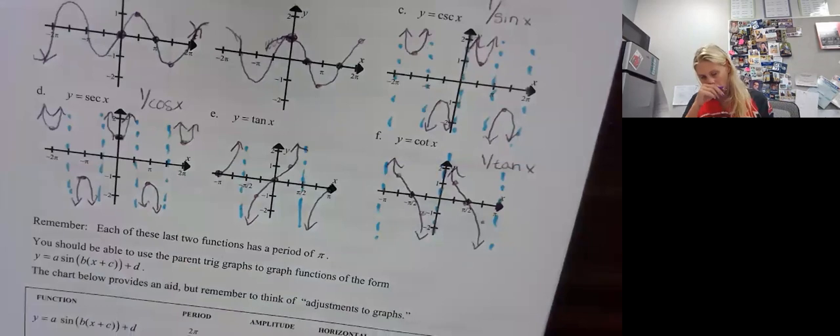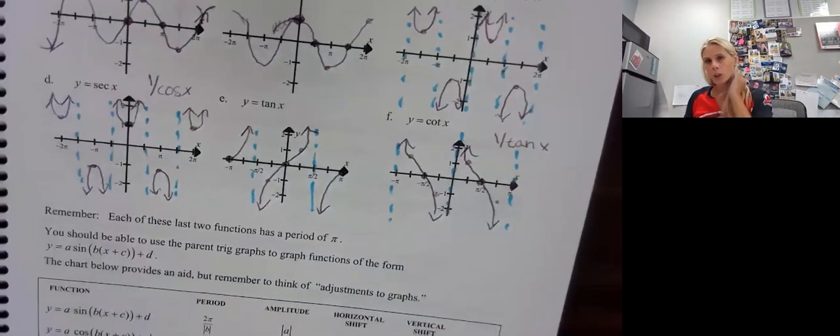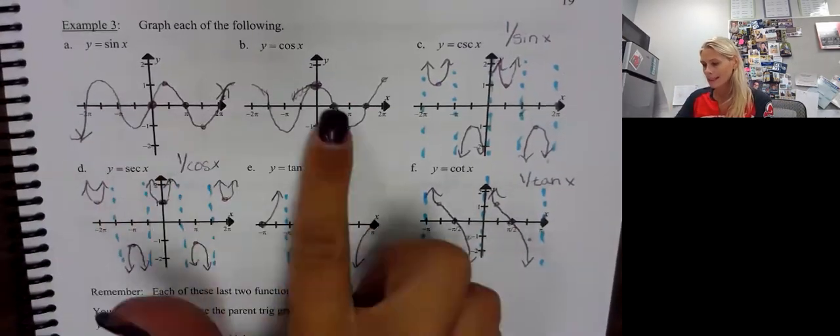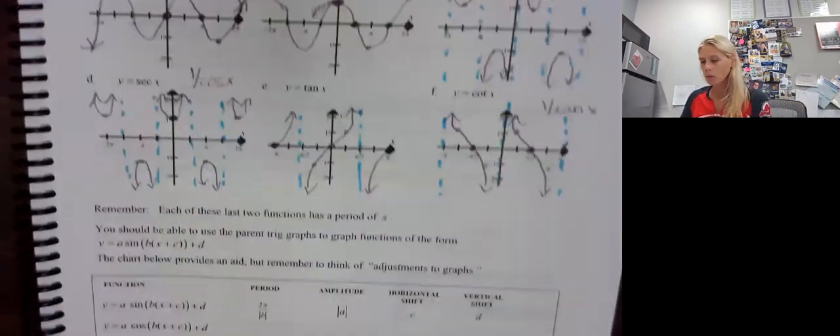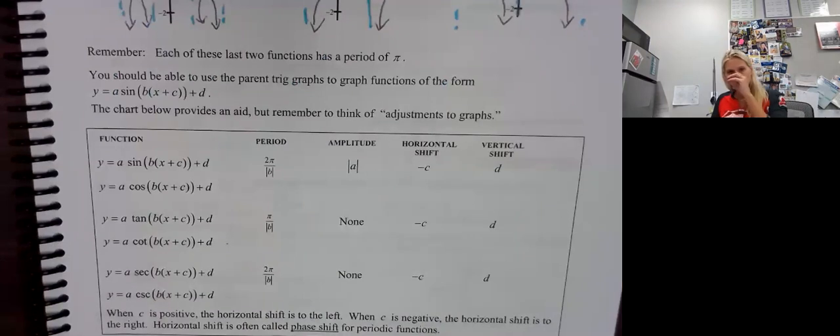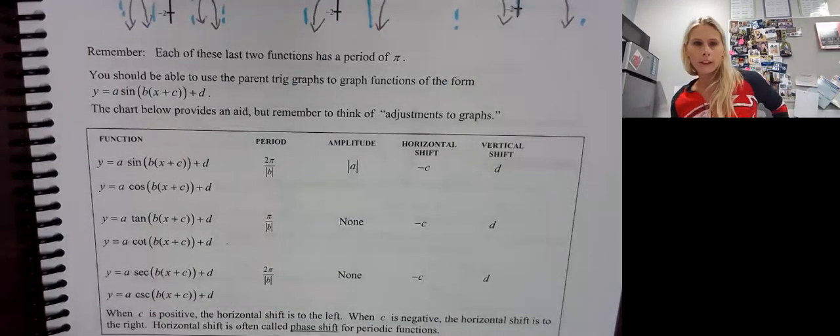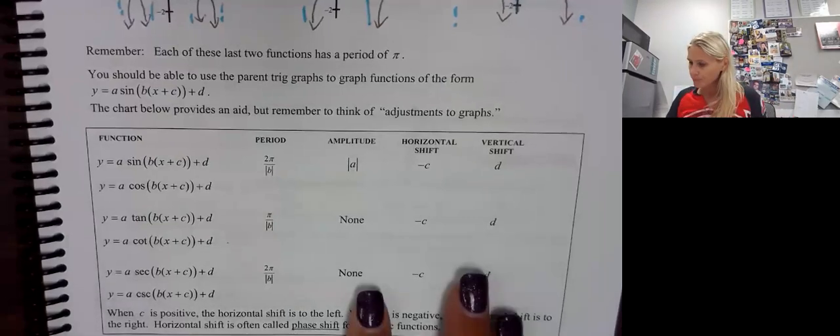Great. Now you've got your basic graphs for all 6 trig functions. I know we did these 3 last year, but now you've got these. Kind of cool. All right, so I'm going to relate this trig graphing to our transformations, okay?